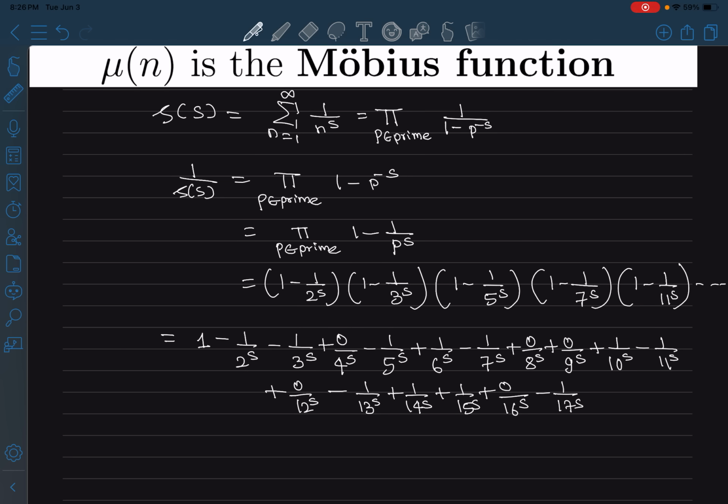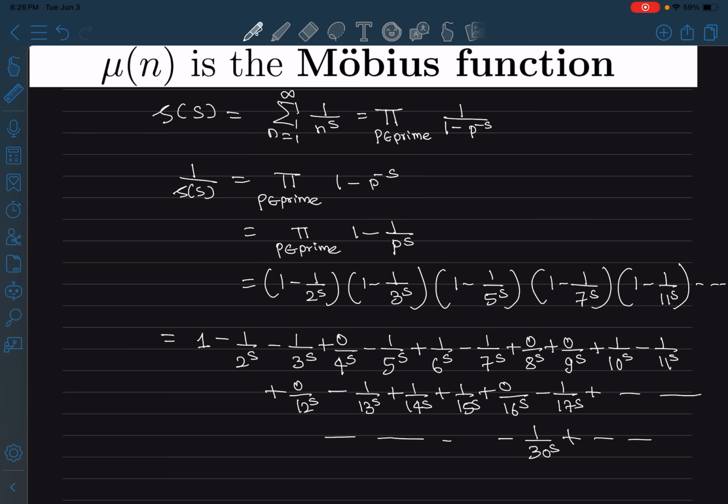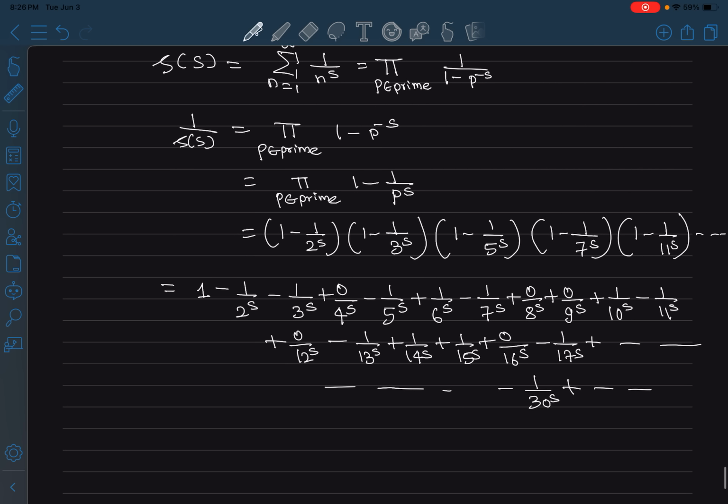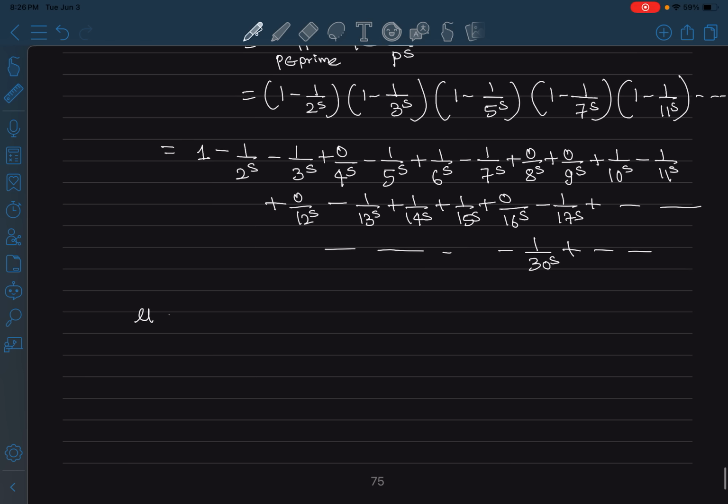So what I'm trying to get to is 30, because 30 is actually a multiple of 2, 3 and 5, right? So there are these 3 terms, so because of that it will be negative 1 by 30 to the power s, right? So over here, now based on these numerators, we will try to define this mu of n, right? So according to what we need.